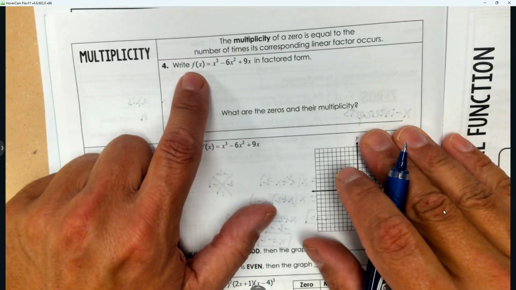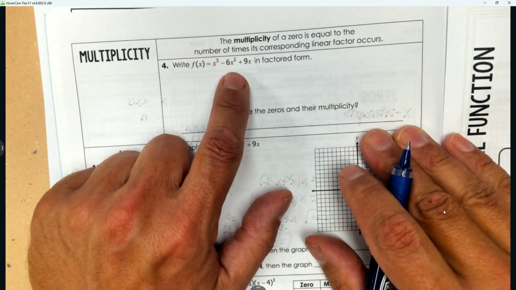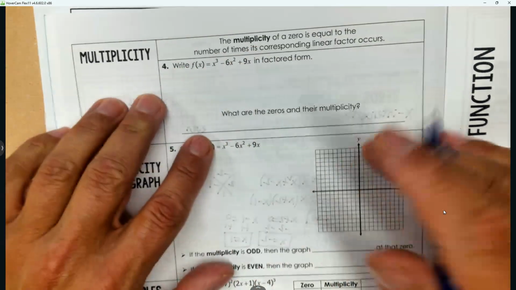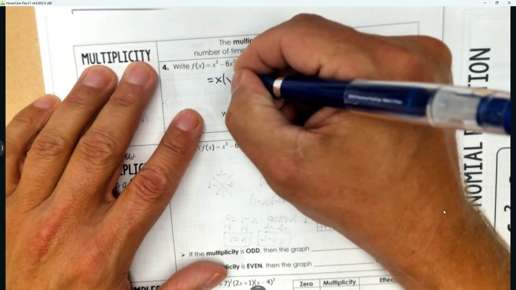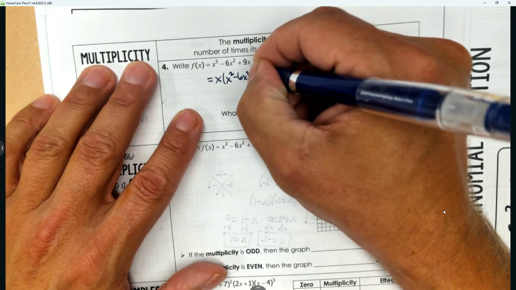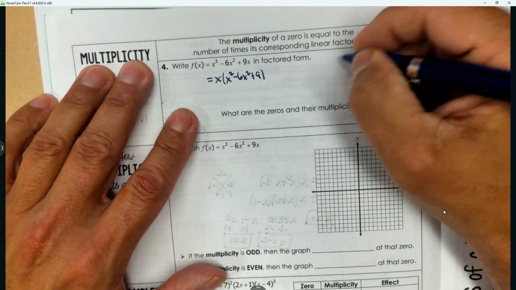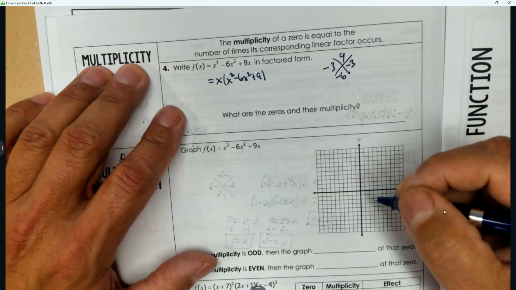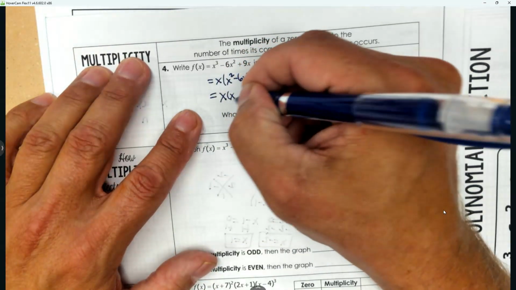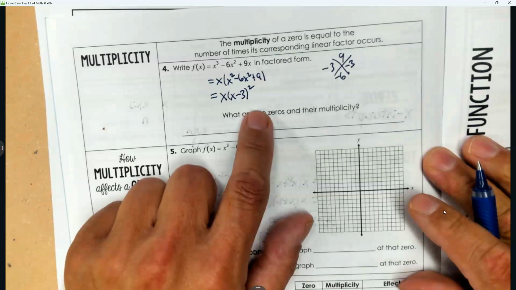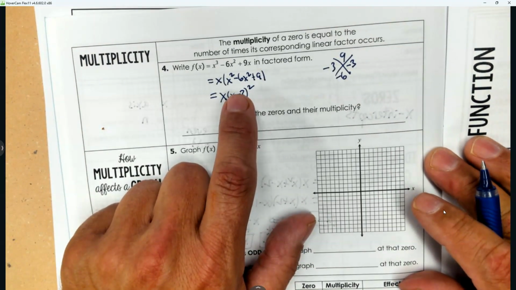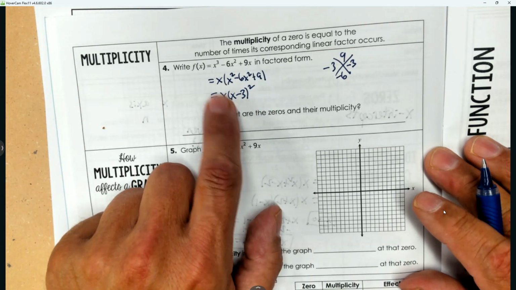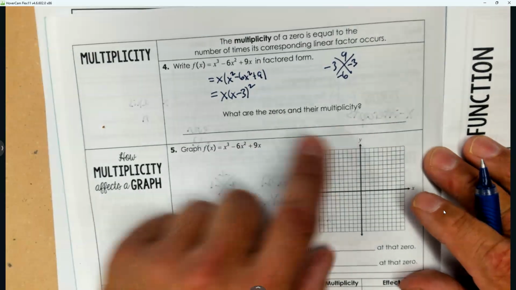All right, can we write this out and understand multiplicity? The multiplicity of a zero is the number of times a factor repeats. So if I factor this out, again, I'm going to factor out an x, and then there's going to be a trinomial. If I factor this trinomial, two numbers that multiply to 9 and add to -6, it's a repeated factor. The multiplicity tells me how many times this factor repeats. So x minus 3 repeats 2 times. x only repeats once. So what are the zeros and their multiplicity?